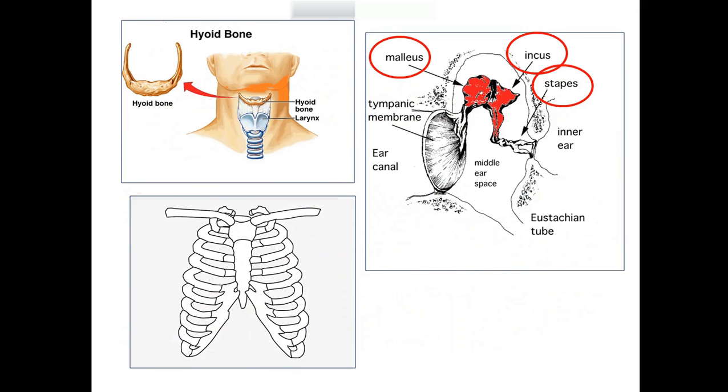Okay, here you can see the hyoid bone. Next, the auditory ossicles has got the malleus, incus, and stapes, in the red circle. Finally down there we got the rib cage.